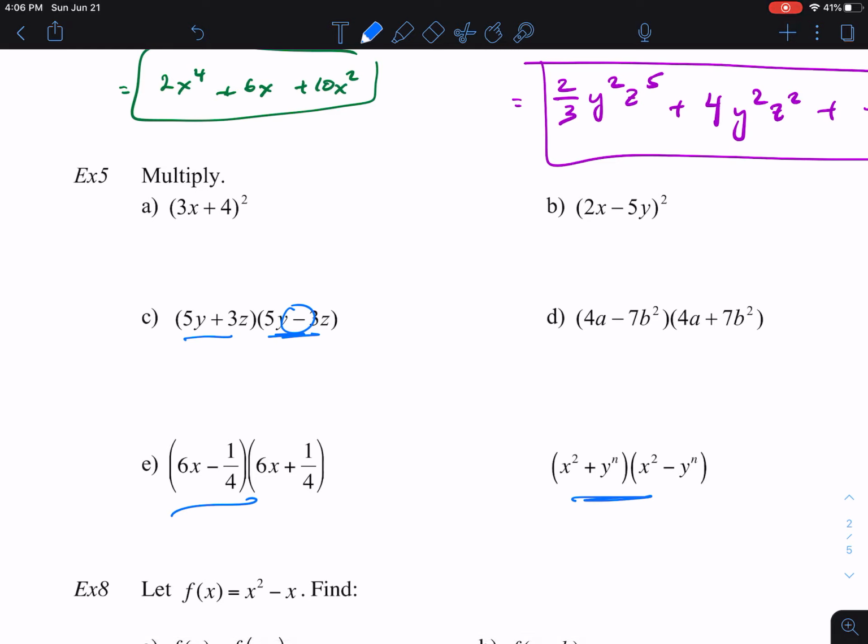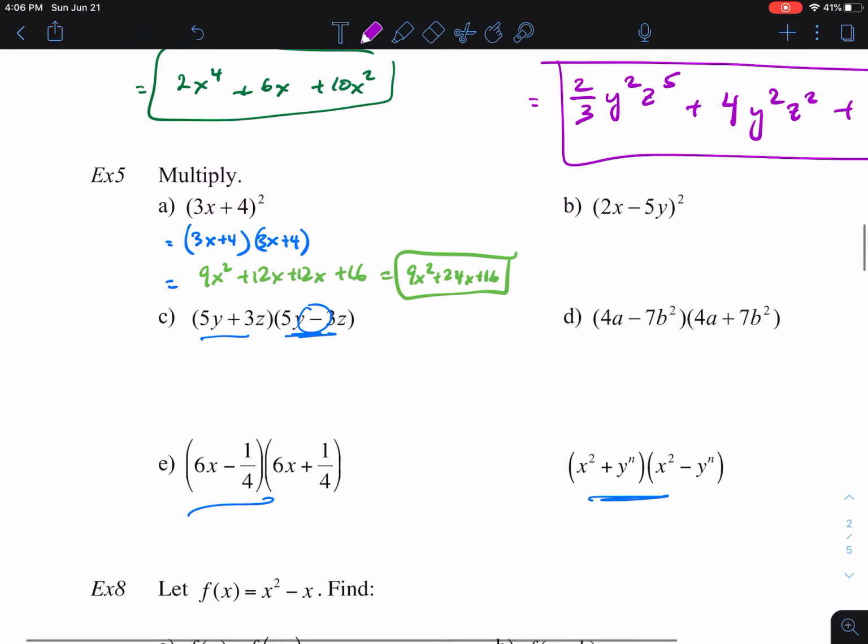If we have 3x plus 4 squared, that means we are taking that binomial times itself. So we're going to use the FOIL method to get the answer. That gives us 9x squared plus 12x plus 12x plus 16. 12x plus 12x gives us 24x, and plus 16, that would be our answer.